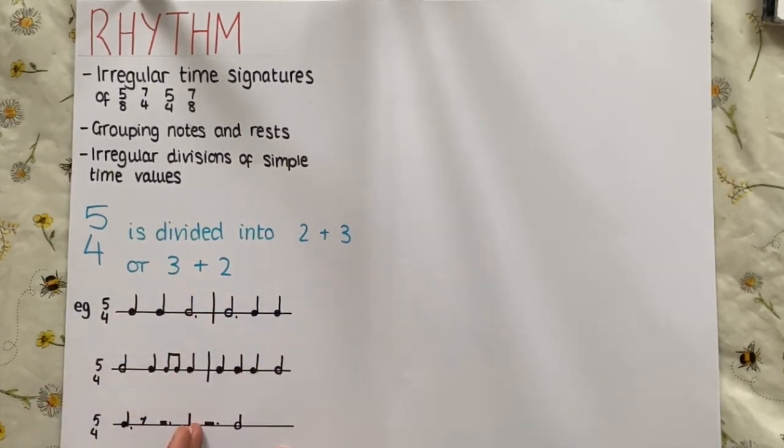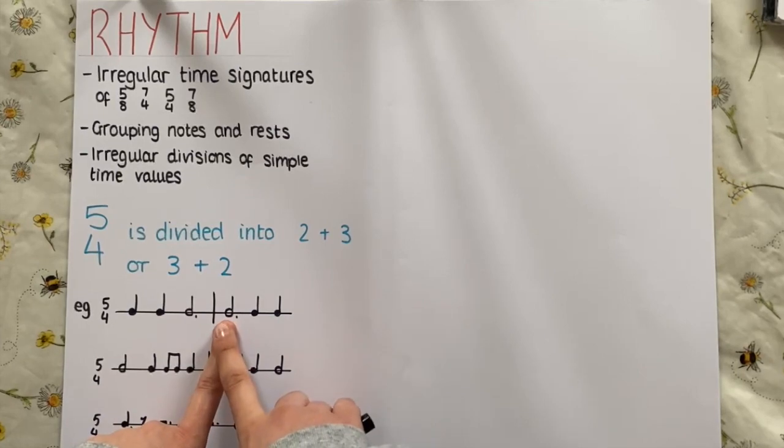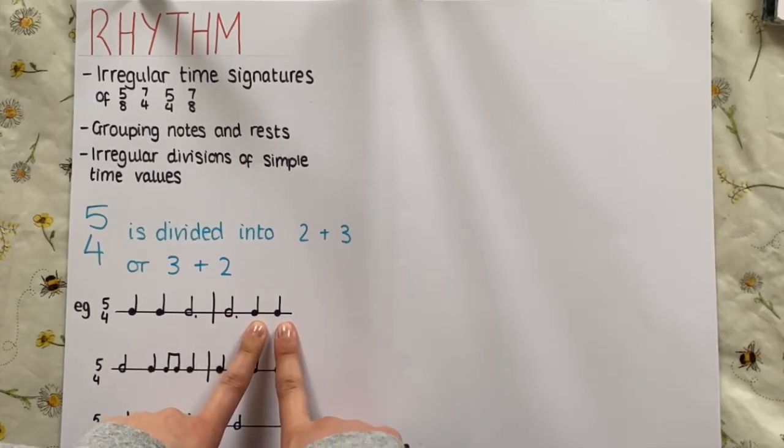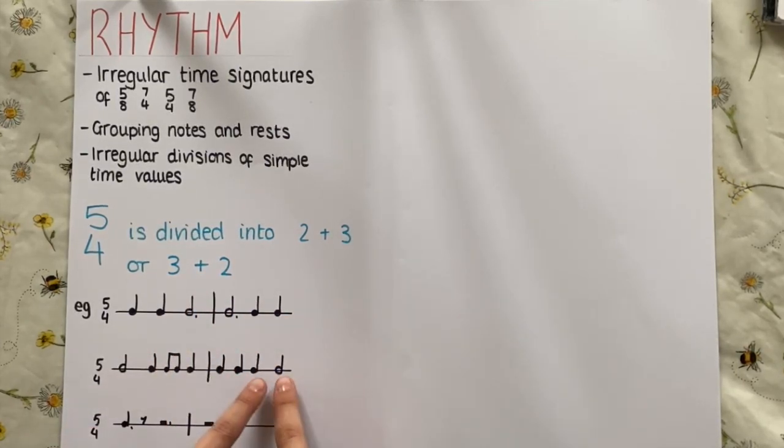So on this side, we've got the 3 plus 2 examples. Again, imagine this is a 3/4 bar and then a 2/4 bar. 3/4, 2/4, and then 3/4 and 2/4.